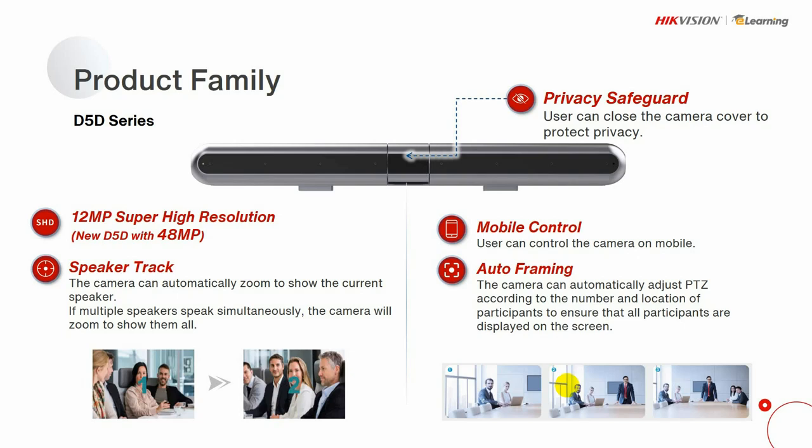You can control the panel on mobile also. Moreover, the auto framing function can automatically adjust the PTZ inside according to the number and the location of the participants to ensure that all participants are displayed on the screen. For example, when you have a remote video conference, right?